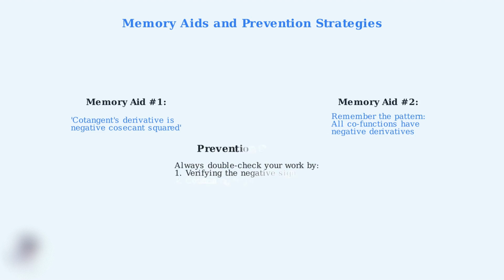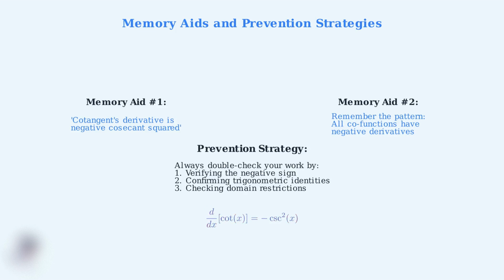For prevention, always double-check your work using this three-step process. Verify the negative sign, confirm your trigonometric identities, and check domain restrictions. Remember, the derivative of cotangent x is always negative cosecant squared of x. By being aware of these common mistakes and using these prevention strategies, you'll avoid errors and solve problems with confidence.